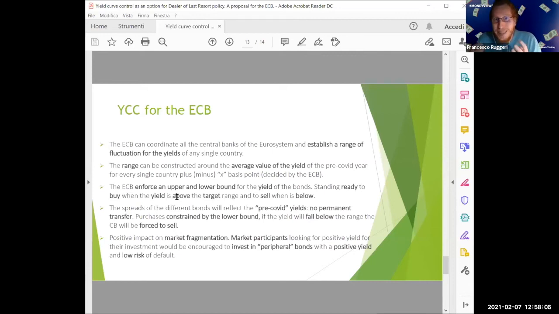At the same time, with this spread, with this range of fluctuation, basically you force the national central banks to sell if the price goes too high and the yields will be too low.